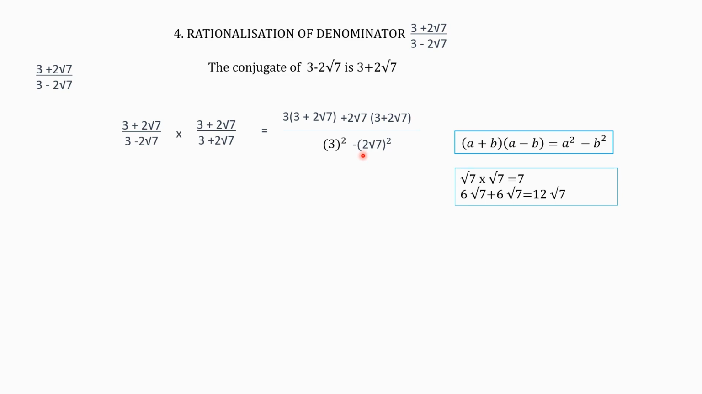Next step, let's open up the bracket. We have 3 into 3 as 9 and 3 into 2 root 7, we get 6 root 7. And again, plus 2 root 7 into 3 we get 6 root 7, and plus 2 root 7 into 2 root 7, we get 4 into 7 as 28. Please note that root 7 into root 7 here, the roots cancel each other, and we get 7.